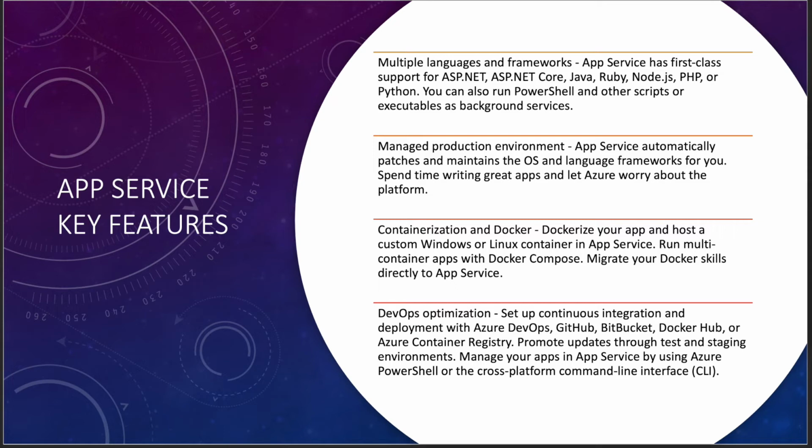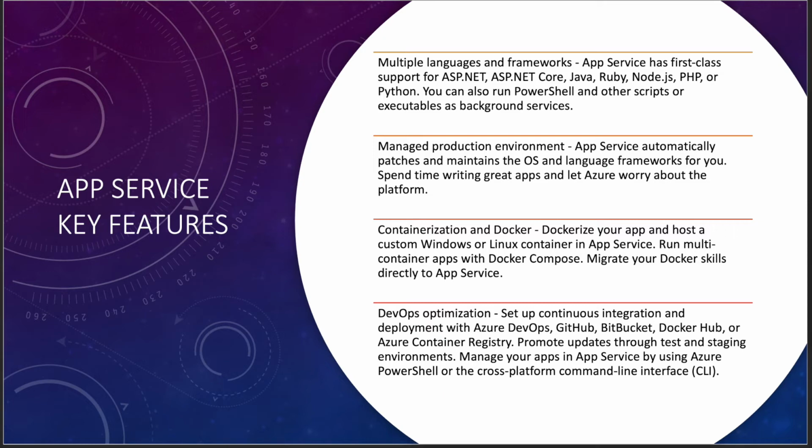That containers in the app service allows you to just run multiple containers with multiple little tiny apps on them, and you can manage all of your Docker stuff directly in that app service, including your skills. DevOps optimization, again, you can set up that CI/CD, continuous integration and continuous deployment within Azure DevOps, GitHub, Bitbucket, Docker Hub, container registries, and then promote those updates through test and staging environments and into production. You can manage your apps in that app service either by PowerShell or command line interface.